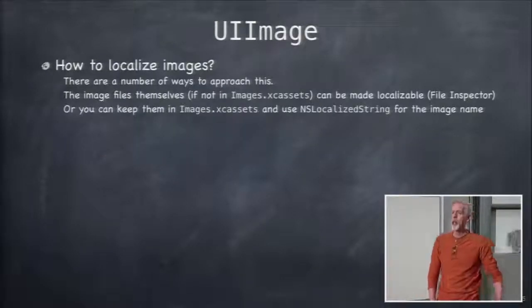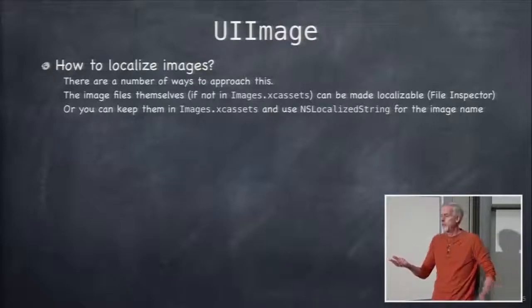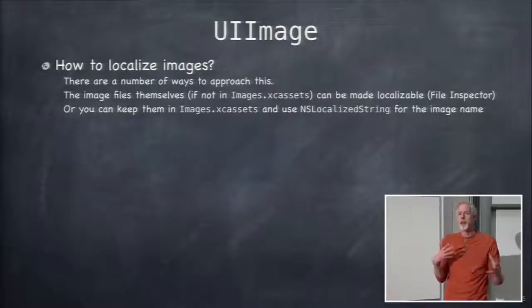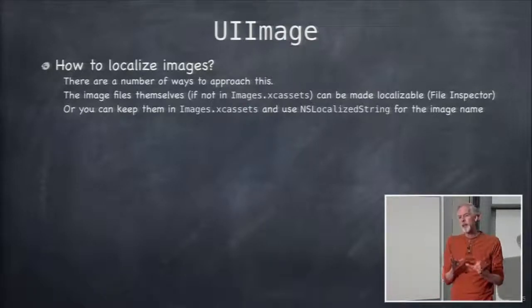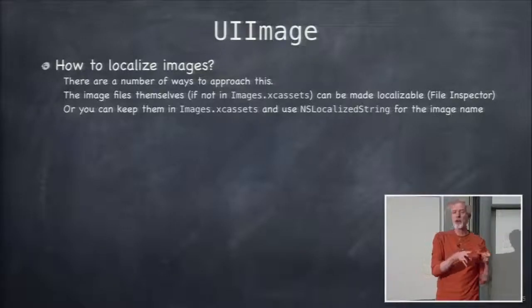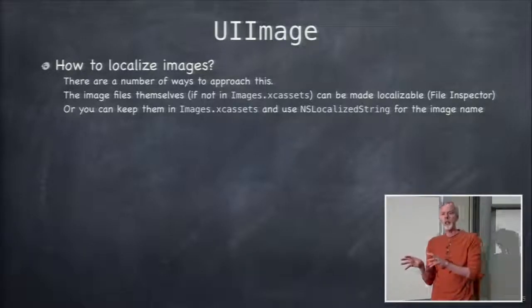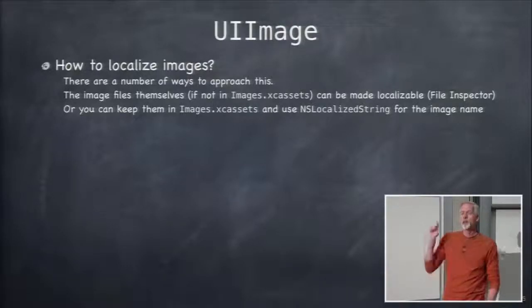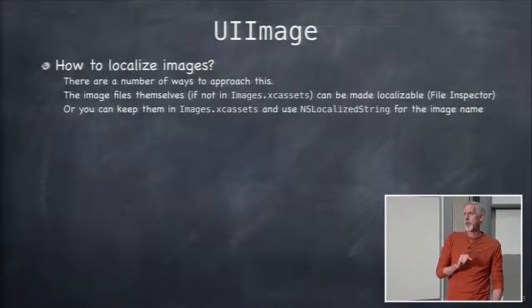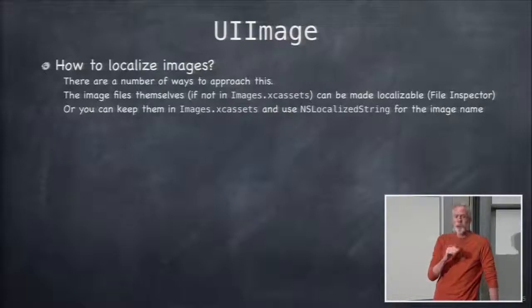UI images, how about images? Because, you know, some street signs or other things like that might look different in another language. And there's a couple of ways to do that. If you put the JPEGs or the PNGs directly in your project, in other words, you don't put them in the images.xcassets thing, then actually those can become localizable files. And you just click on them, go to the file inspector and say, make this localizable. And you can have a different version for every language that you want.